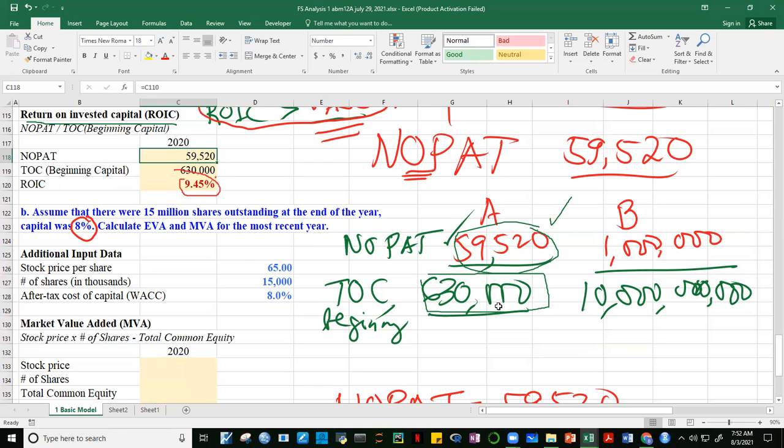If you divide this, guys, 59,520 divided by 630, we computed that last time. That's 9.45%. This doesn't even reach 1%. So that's 1 million divided by 10 billion. Okay, that's 0.01%, guys. 0.01% as compared to 9.45.